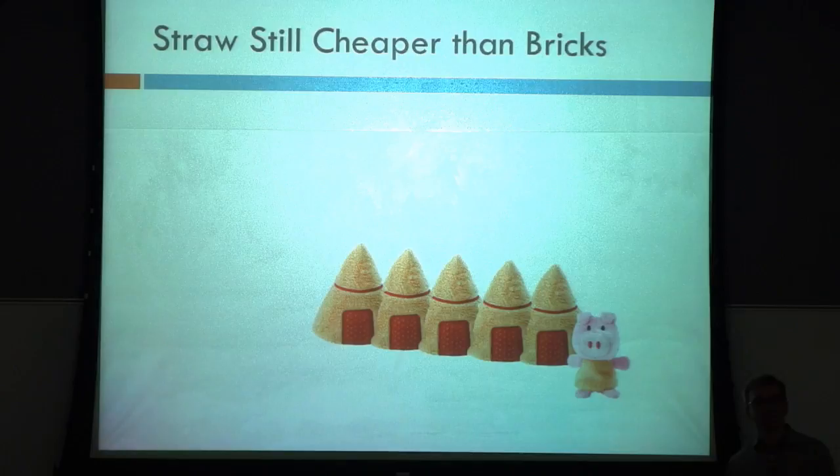So this is not what happens in the kid's story, but you can imagine the straw house pig was like, well, I'll just build a bunch of straw houses. And as long as I move from house to house pretty regularly, when the wolf comes in, he'll probably snag a house that I'm not at. If I can repair these houses faster than the wolf is destroying them, and still save money versus making brick houses, it's a much better way to do things.